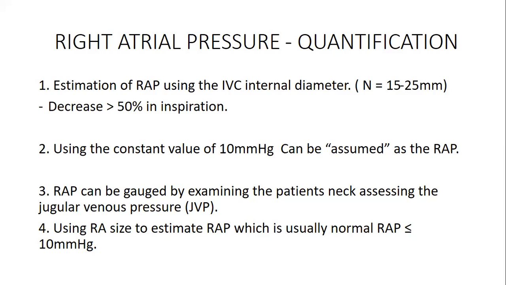So there are quite a number of methods that are used to quantify the right atrial pressure. And I'm going to discuss a few, with specific points that we need to take note of. One of them is the estimation of right atrial pressure using the IVC internal diameter. This is actually applied when you are talking about the compressibility index.